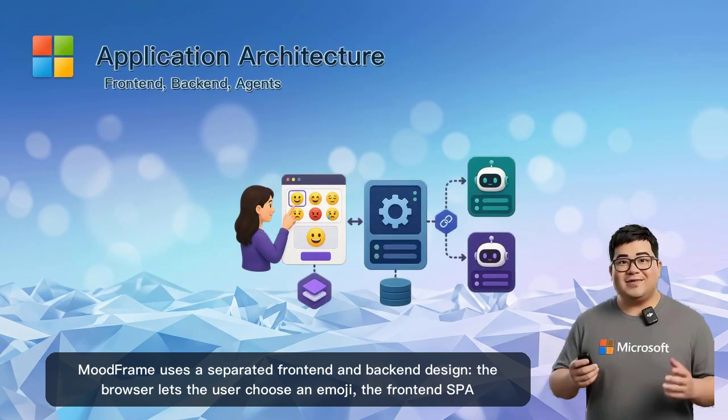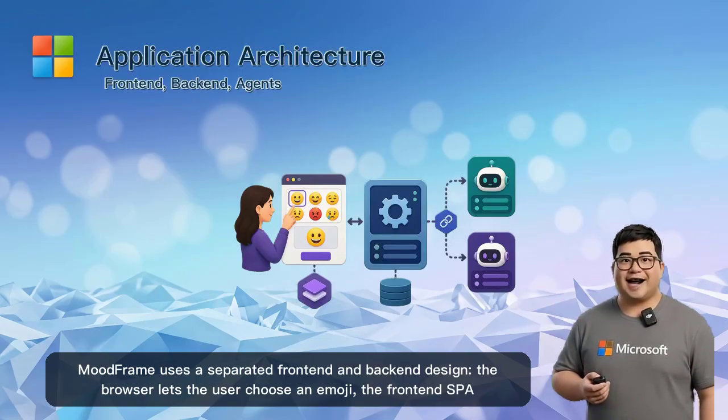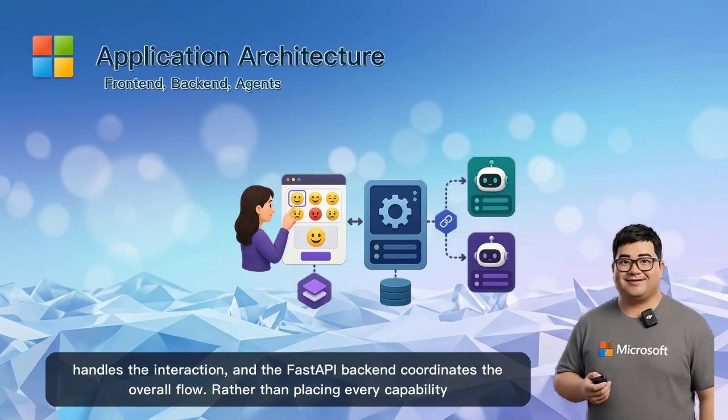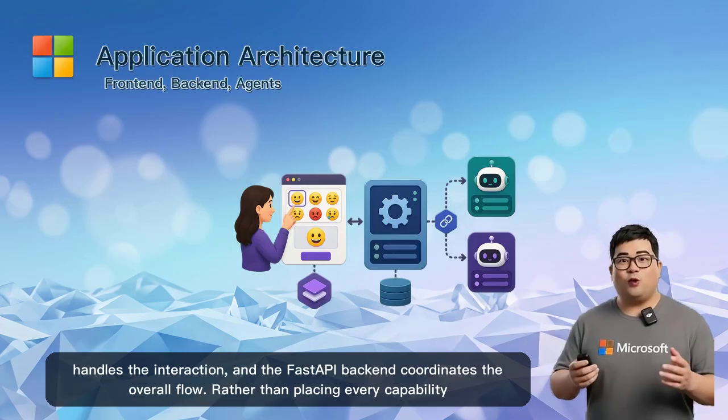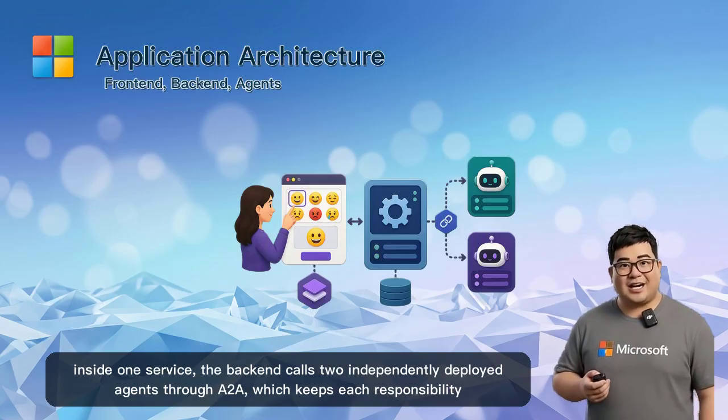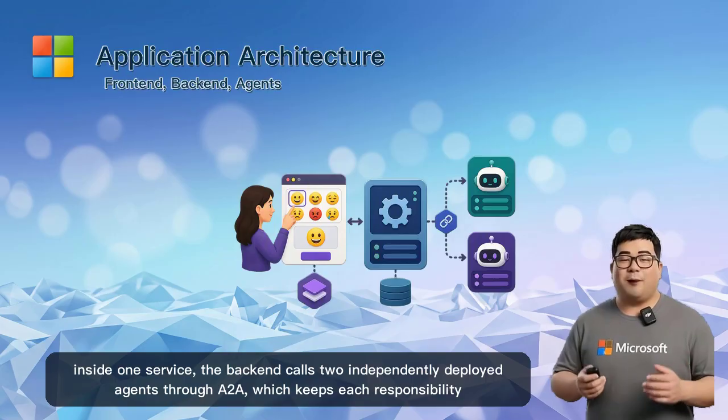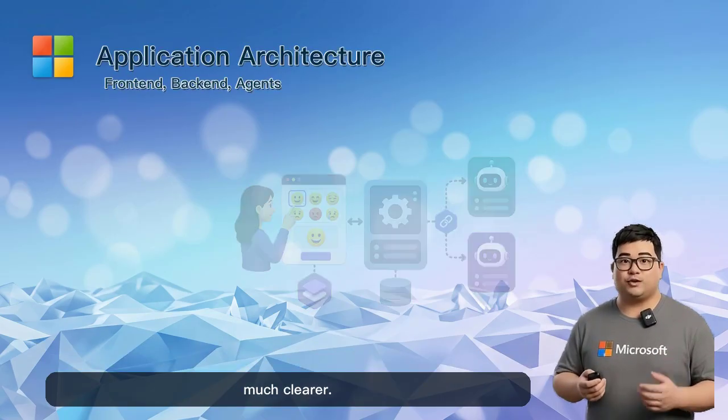MoodFrame uses a separated front-end and back-end design. The browser lets the user choose an emoji, the front-end SPA handles the interaction, and the FastAPI back-end coordinates the overall flow. Rather than placing every capability inside one service, the back-end calls two independently deployed agents through A2A, which keeps each responsibility much clearer.